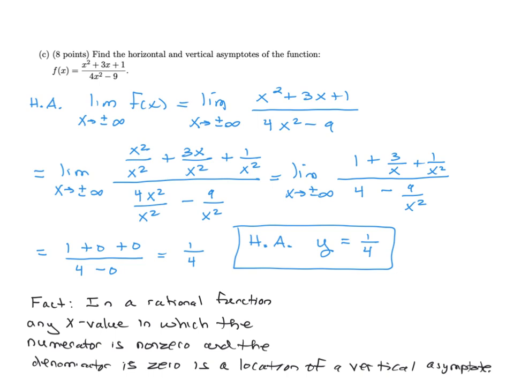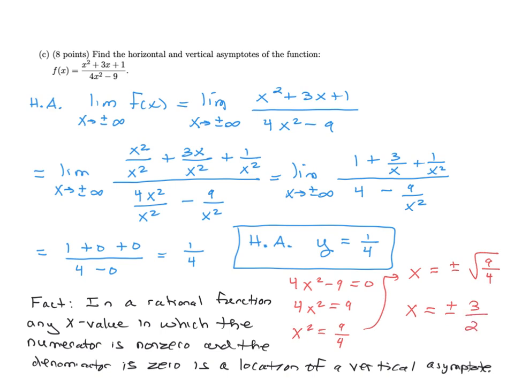So here's the denominator. It's 4x squared minus 9. I want to check to see where it's 0. That's where 4x squared is equal to 9. And that is where x squared is equal to 9/4. And that means x is equal to plus or minus the square root of 9/4, which is plus or minus 3/2. I will continue this work on the next slide. I'll state that these are two potential locations of a vertical asymptote. What we'll do is check just to make sure that those numbers don't make the numerator equal 0.